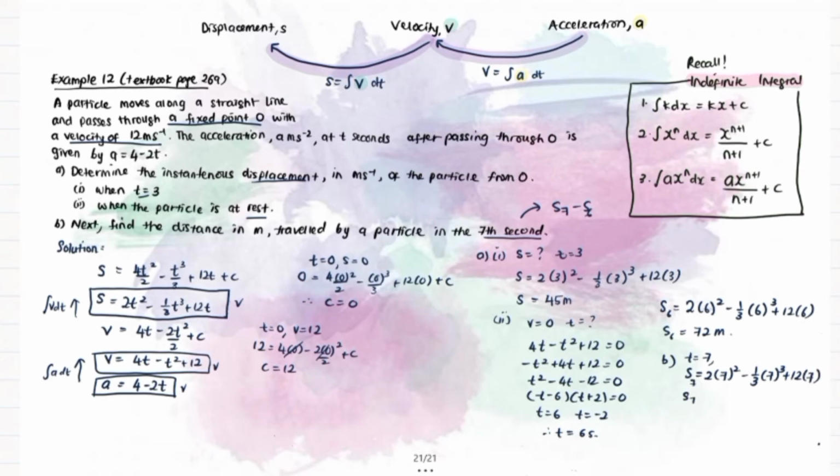The answer for S7 is 67 2/3. For S6, you have calculated it in A2, which is S6 is equal to 72 meter. So the distance traveled by the particle in the 7th second is equal to modulus S7 minus S6, modulus 67 2/3 minus 72, and you will get 4 1/3 meter.